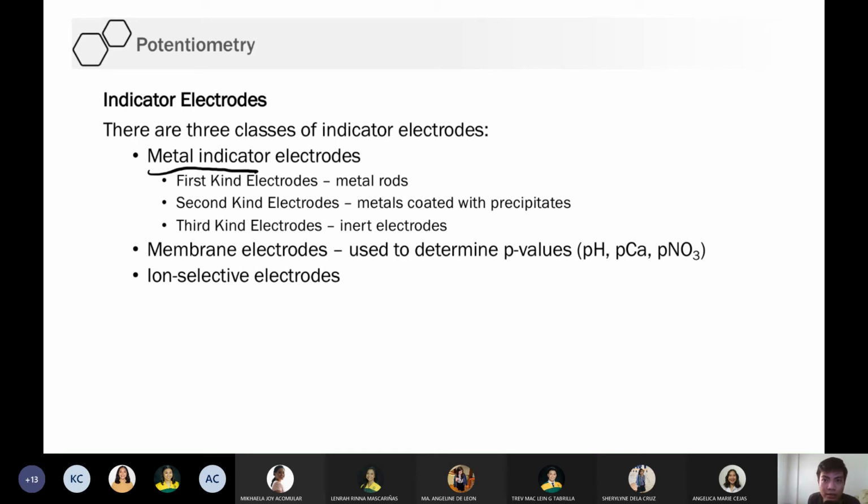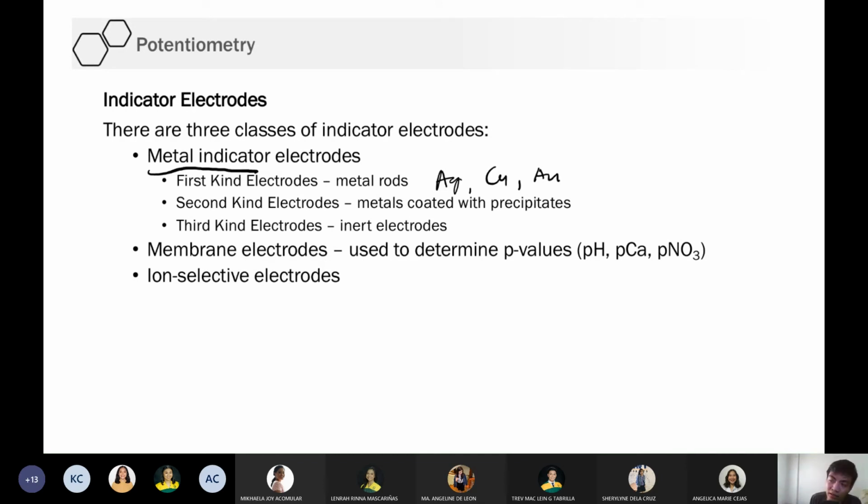Either the metal is pure metal, okay? For example, silver metal, copper metal, gold metal, ayun. Yun yung ilulublob mo mismo sa solution mo. Tawag doon ay first kind electrodes. Kung ano yung minimeasure mong ions, yun yung metal na ilalagay mo rin doon. Kunwari, you're determining copper. The copper metal lalagay mo doon. Yun yung mga first kind electrodes.